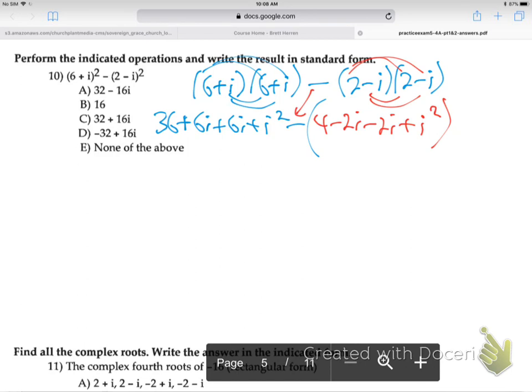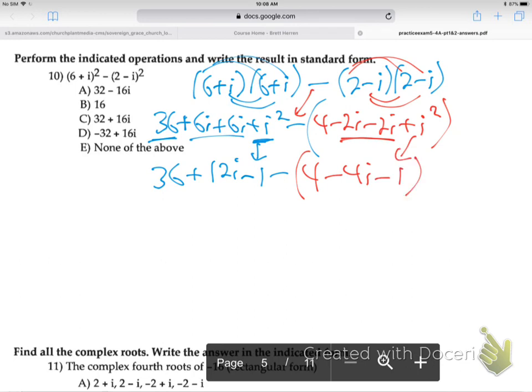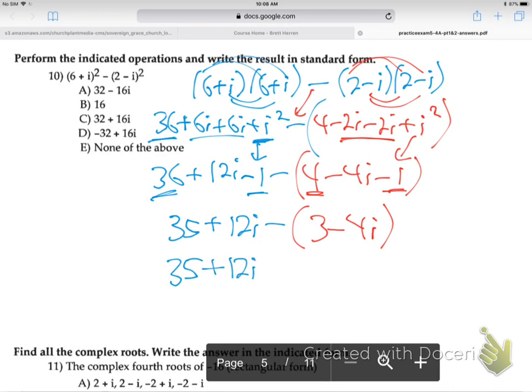So gather up some like terms here. 36 plus 6i plus 6i is 12i plus i squared is minus 1, right? i squared is negative 1. Minus, and then what do we got? 4 minus 2i minus 2i is minus 4i. Again, plus i squared is minus 1. So we get 36 minus 1 is 35 plus 12i minus, and then in here, 4 minus 1 is 3. And so that's 35 plus 12i.